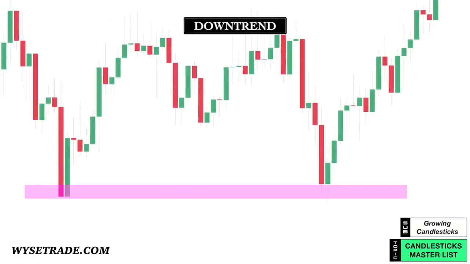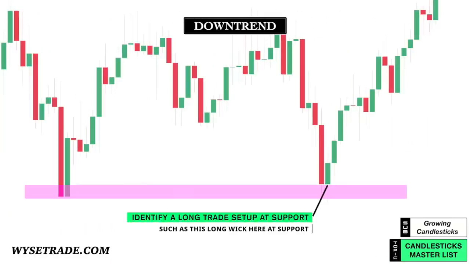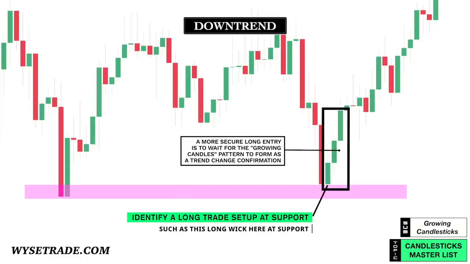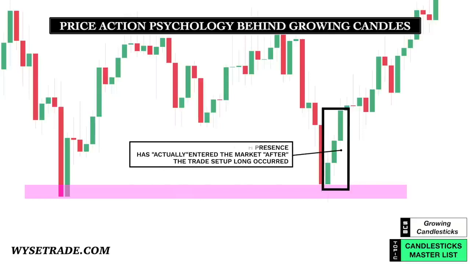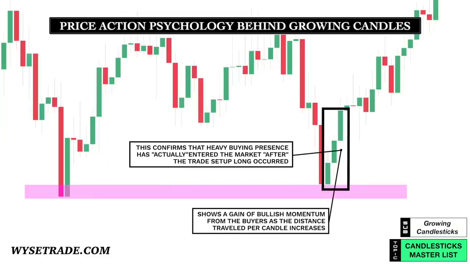You first need to identify a long trade setup at support. Now, right after the long opportunity setup occurs is when you would look for this pattern to form, where the candles increase in size one after the other. So what is the price action psychology behind this? The pattern confirms that heavy buying presence has actually entered the market after the trade setup because it shows a gain of bullish momentum from the buyers as the distance traveled per candle increases.